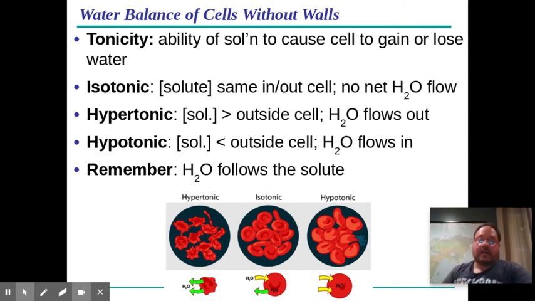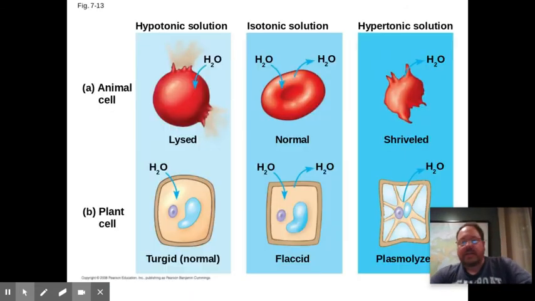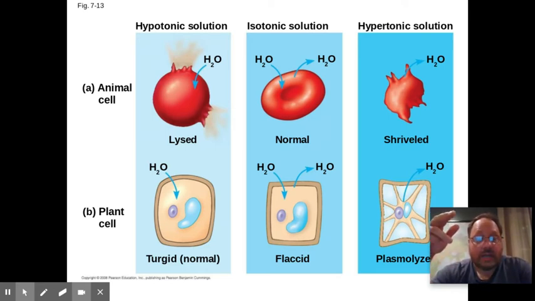Unless you're told otherwise, you're describing the environment outside the cell, and water follows solute. Make sure you know that, because every year I've been involved with the AP exam, they have tonicity questions. This is a nice image from the book about what can happen. A hypotonic solution has a low solute concentration outside the cell, so water can flow in, and an animal cell can burst because of the increased pressure. That's why you shouldn't put a goldfish in distilled water. Distilled water is hypotonic, water would flow in, and you'd have some fish problems.